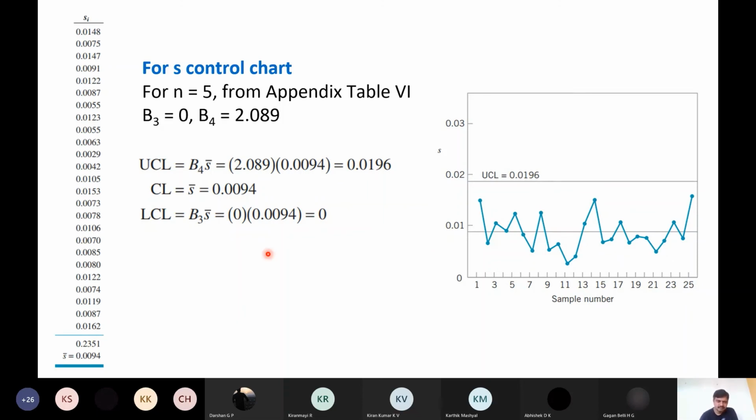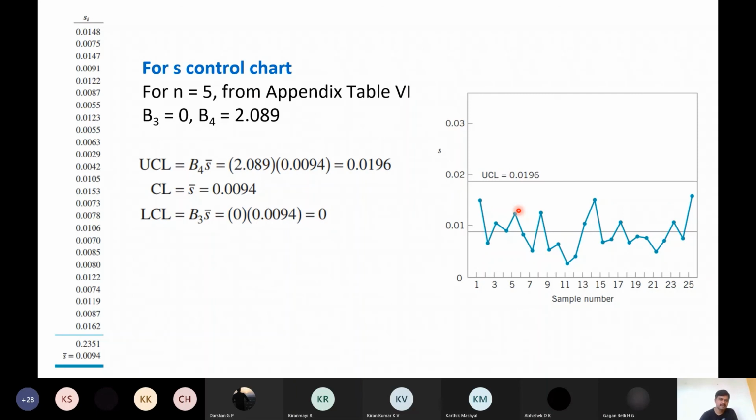So here also, after plotting the S control chart, all the points lie within the control limits. That means here also there is no indication of out of control. You can conclude that since all the points on the X bar and S charts lie within the control limits, the process is in statistical control.